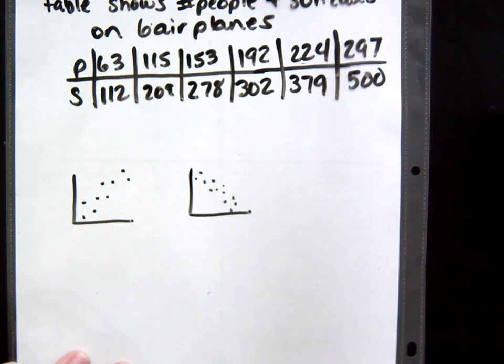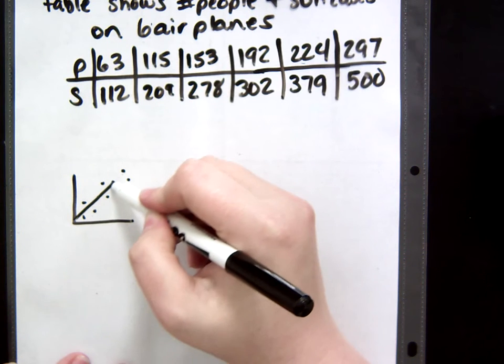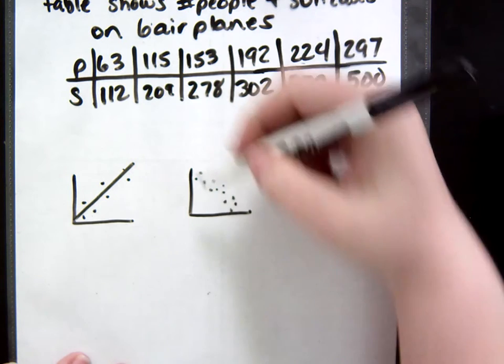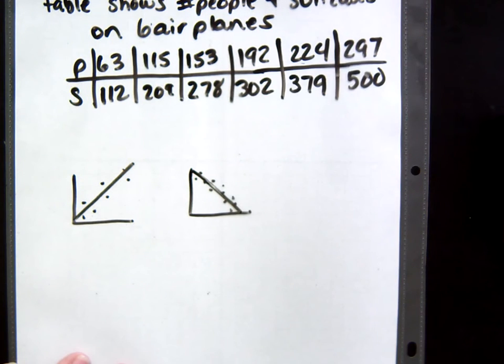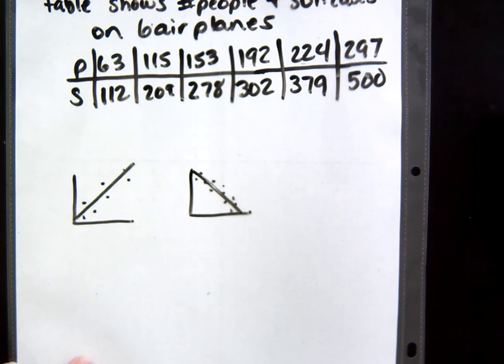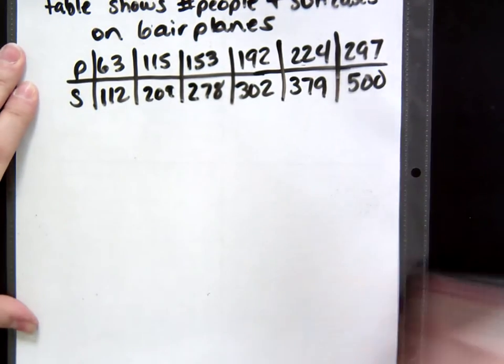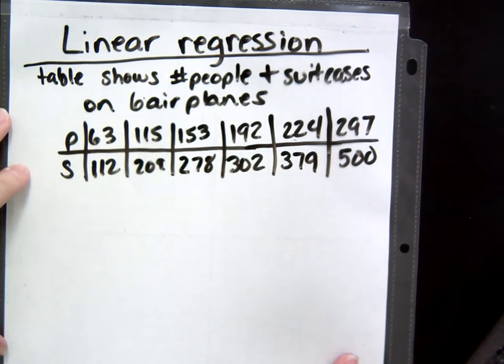So what a best fit line or a line of best fit does is it gives an equation for a line that best follows the pattern. Might not hit all the points, but it's kind of in between. It's still a good equation to use to make predictions with. And what a linear regression does is it actually uses the calculator to give you an equation for the best fit line.